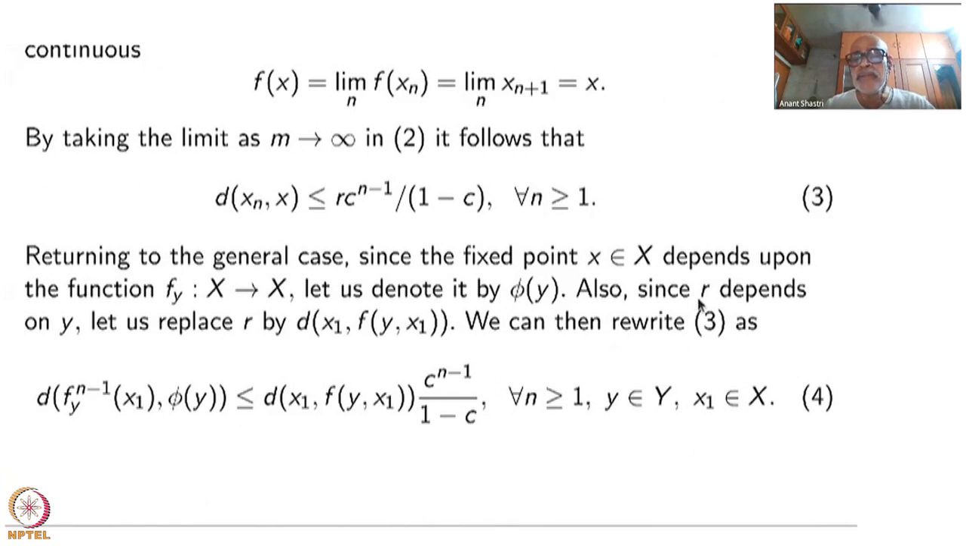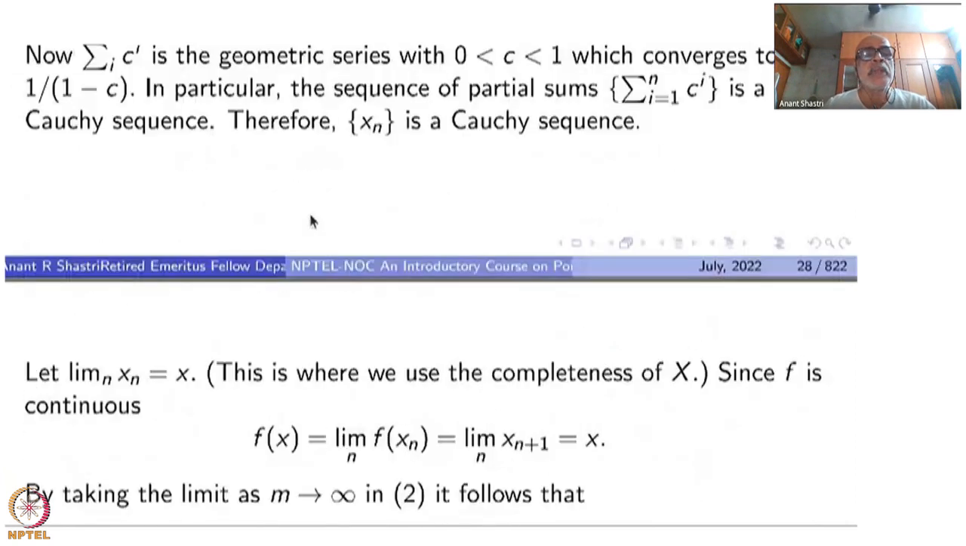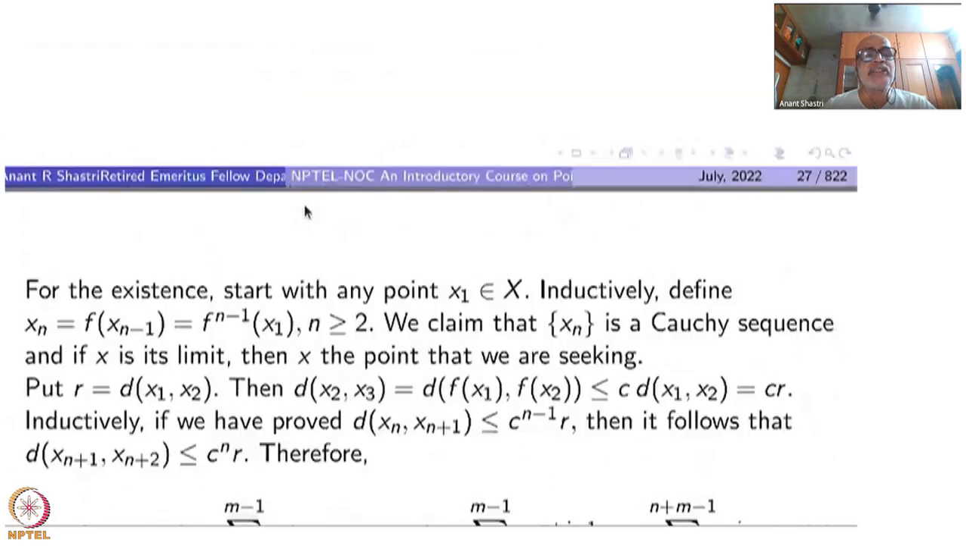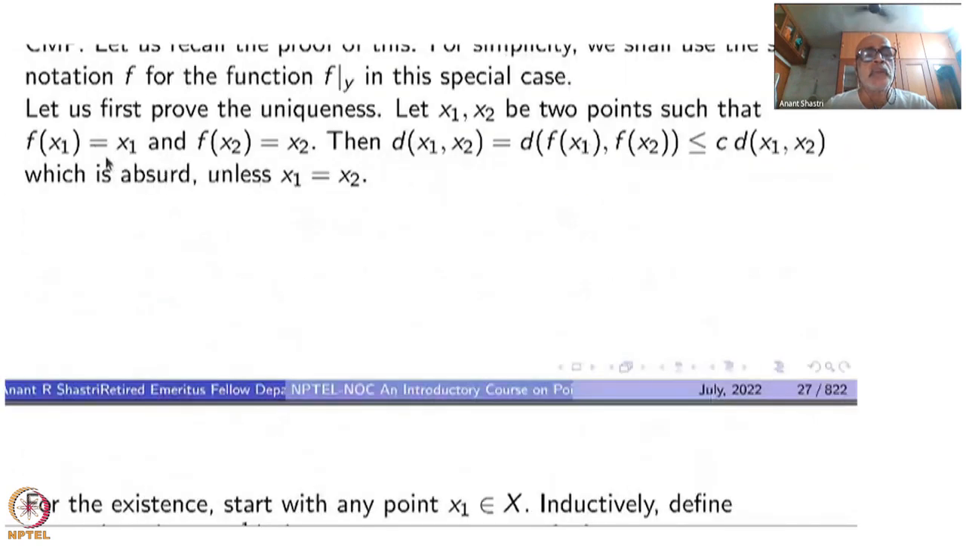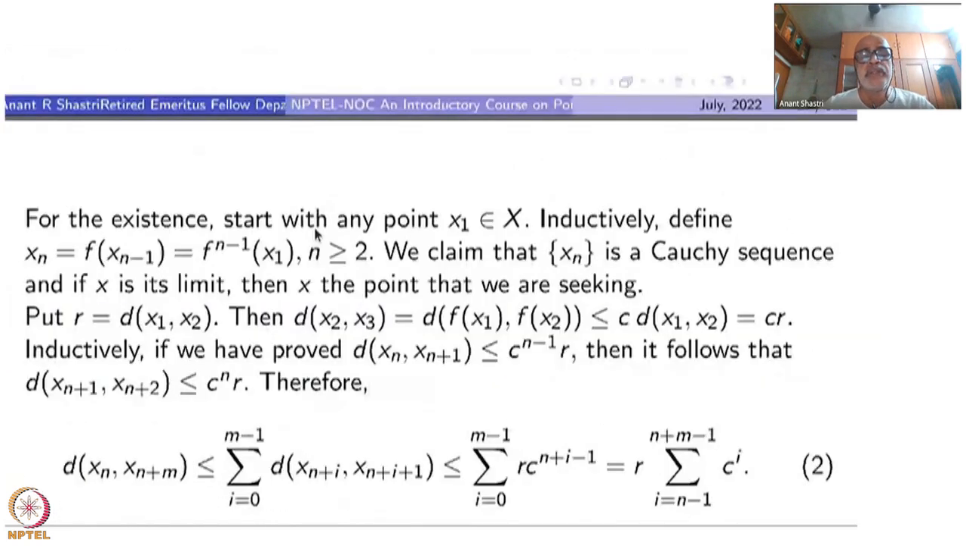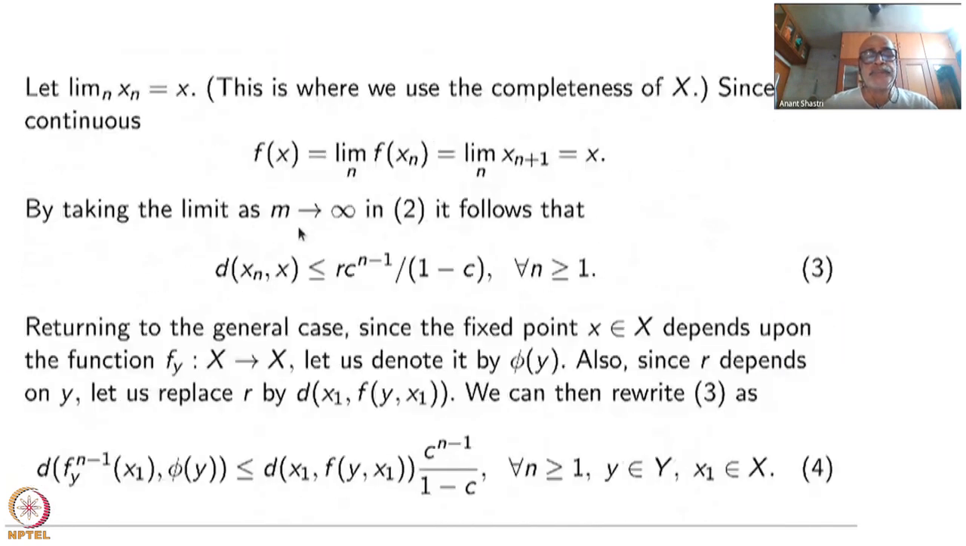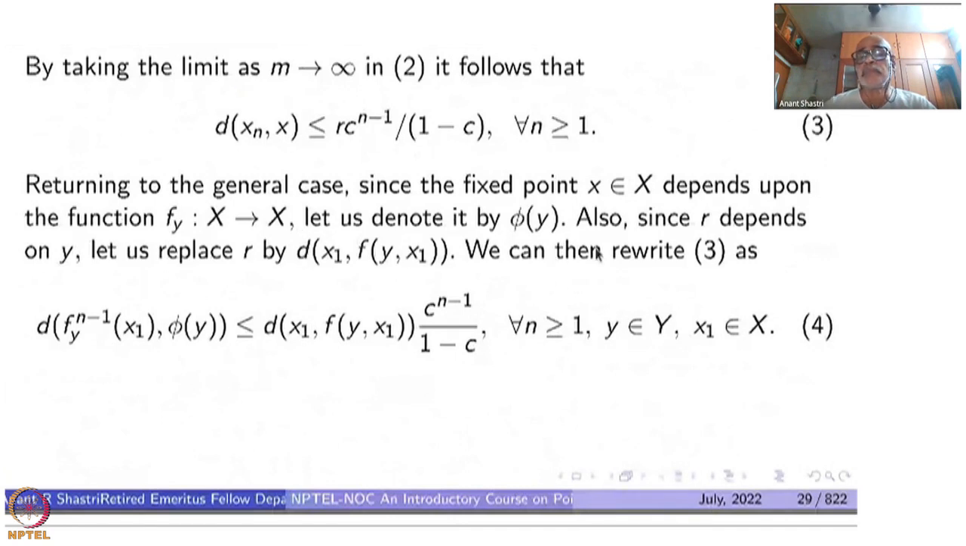Also, this r, which we have fixed as the first distance between x1 and x2, okay, this will now depend upon y, because this is now the distance between x1 and f of y, x1. So y is coming here. So let us denote this r by, let us replace it by this term. I can write r_y or something if you want, no problem.